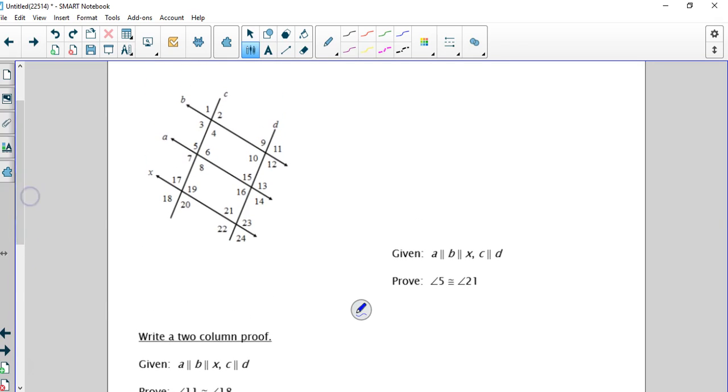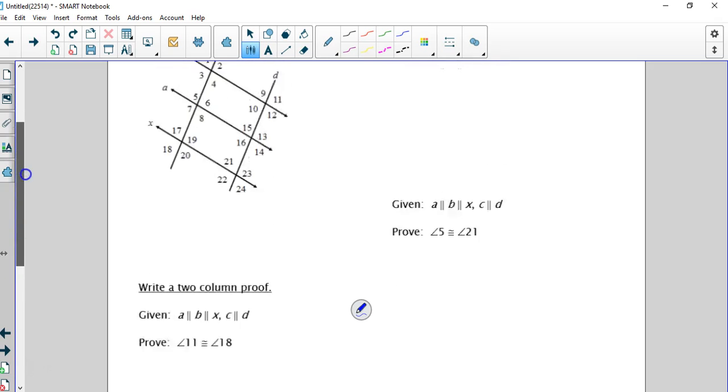Okay, so A, B, and X are all parallel. They don't give you the triangles, but they're telling us in the given that these are parallel. And we also know that C and D are parallel. We have to use a different number here. They weren't marked like that, but they're telling us it's given in the proof. That's what we're starting with.